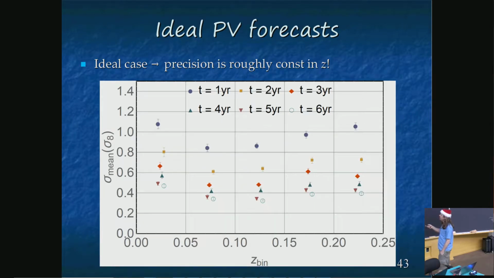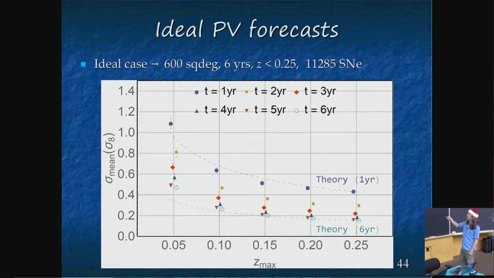So this is in different bins. Now if I integrate, you see it kind of drops down. The Fisher matrix theory is here in dashed line. The real results are here. Kind of up to 20% is the Fisher matrix. It's okay. All right, but that's the ideal case.